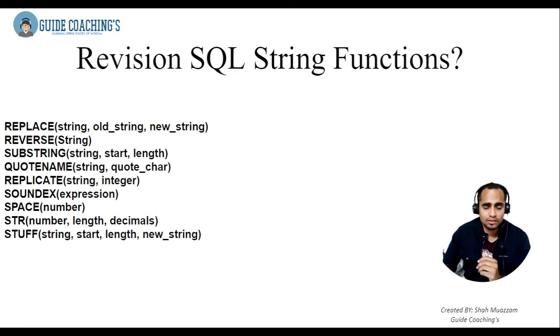Okay, then we have seen about stuff. So stuff takes four parameters. It takes the whole string, the starting point, the length or end point, and then the new string, whatever we want to insert into it.